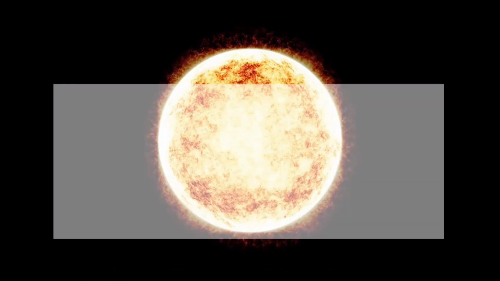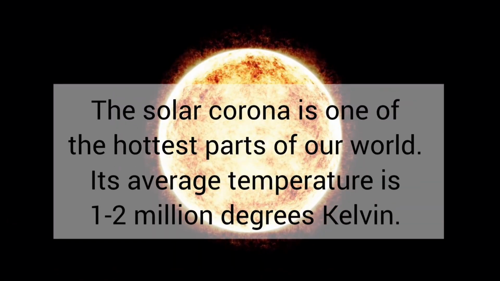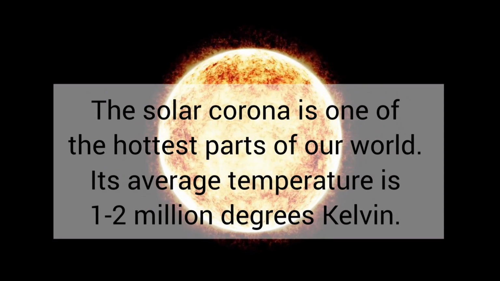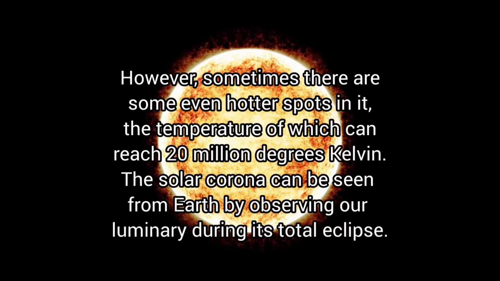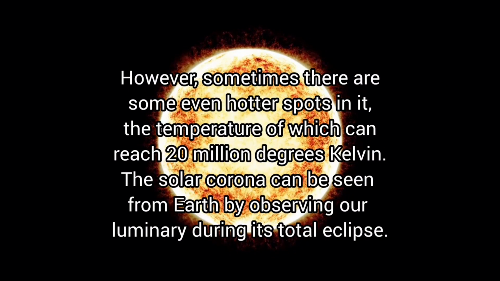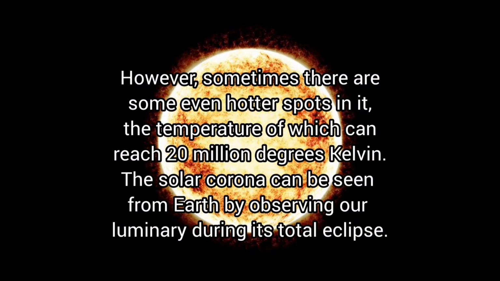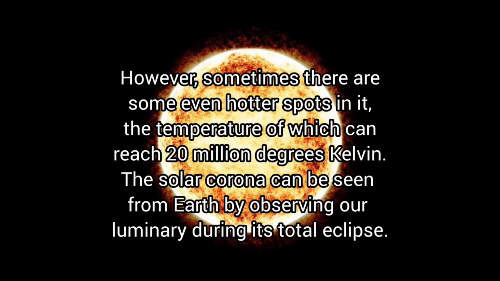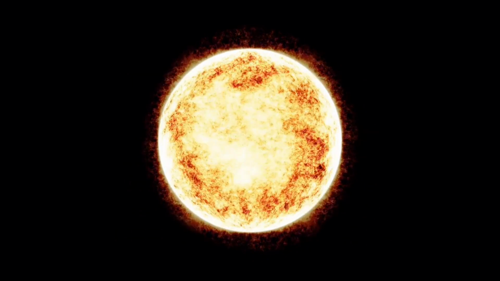The solar corona is one of the hottest parts of our world. Its average temperature is 1 to 2 million Kelvin. However, sometimes there are some even hotter spots in it, the temperature of which can reach 20 million Kelvin. The solar corona can be seen from Earth by observing our luminary during its total eclipse.